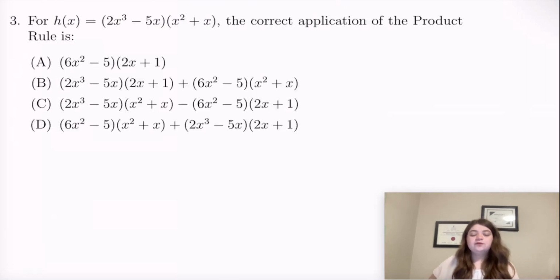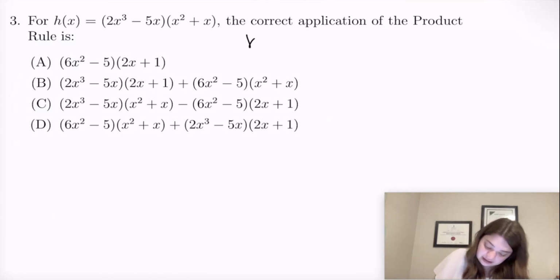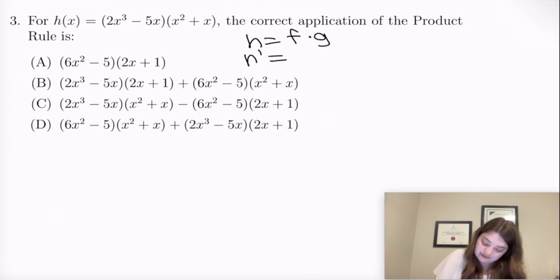Here's another one. For h of x is equal to 3x squared, 2x cubed minus 5x times x squared plus x, the correct application of the product rule is which of these? Okay, so for product rule, recall that it's derivative of the first times the second plus derivative of the second times the first, right? So I'm going to write that down, that if h is equal to f times g, then the derivative of that would be f prime g plus fg prime.